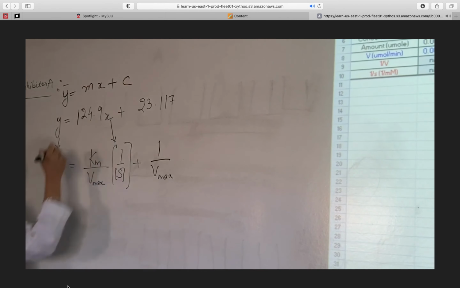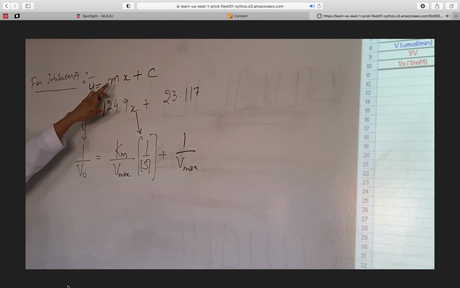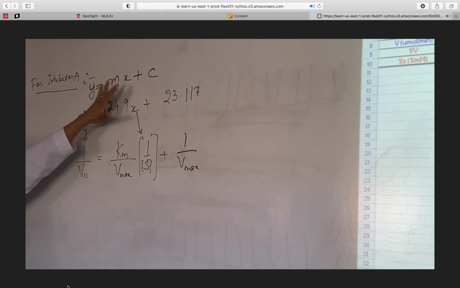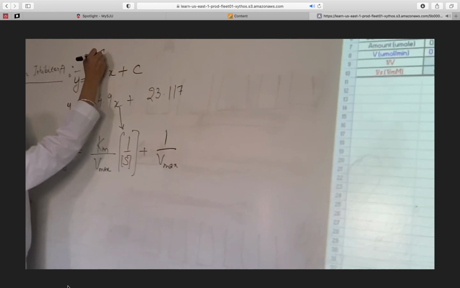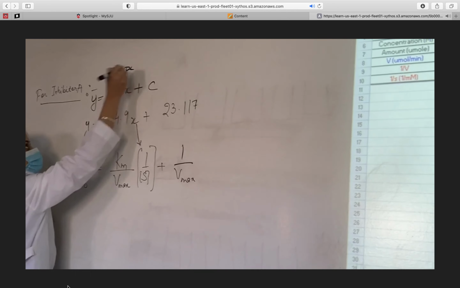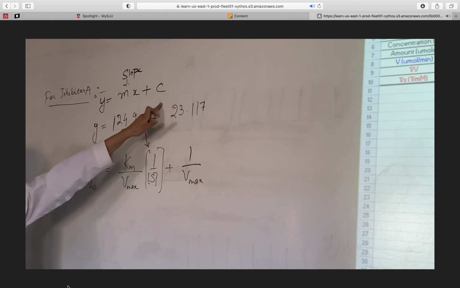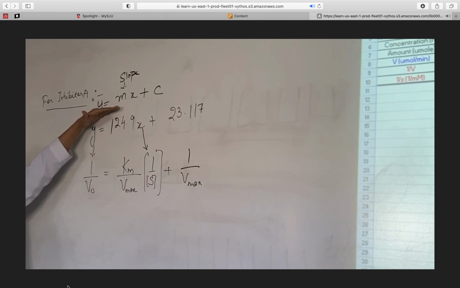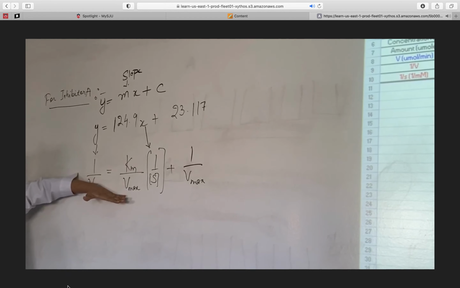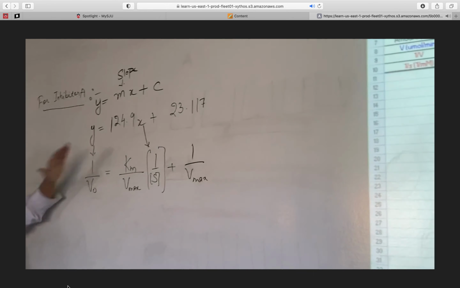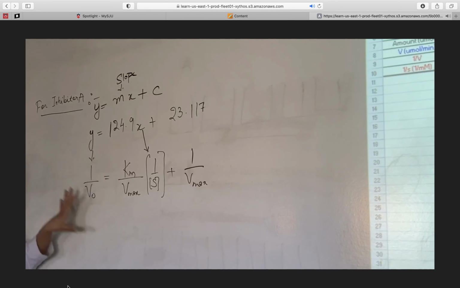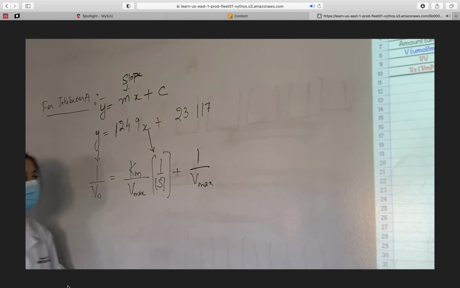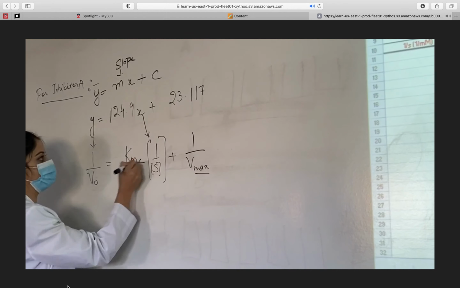If we first compare it with the line graph, it says y is equal to mx plus c. Here y and x are the y-axis and x-axis, m is the slope and c is the intercept. From this line graph we can compare it with the Lineweaver-Burk formula, where y is equal to velocity inverse. We don't need that. We need the Vmax and Km value.